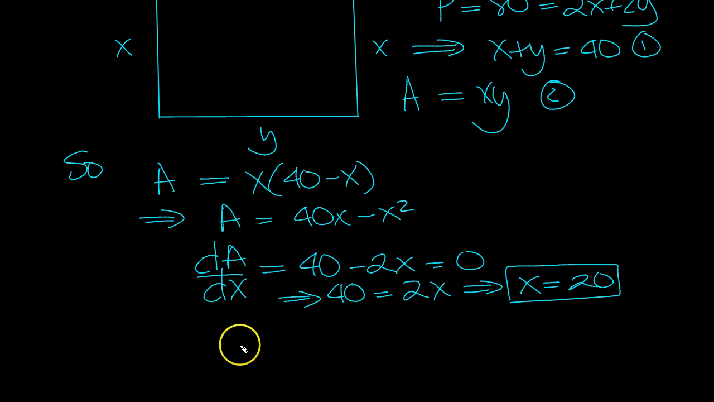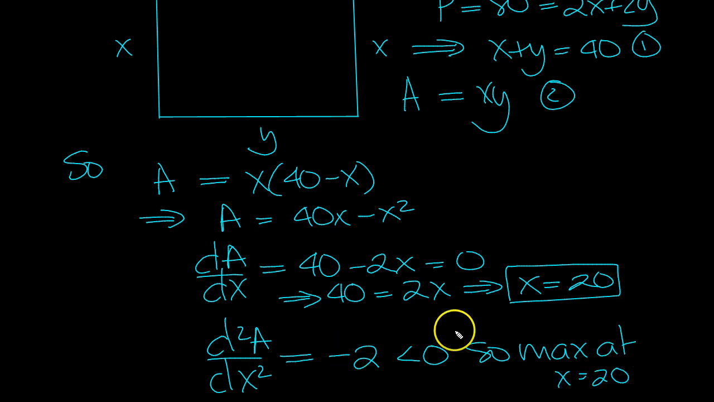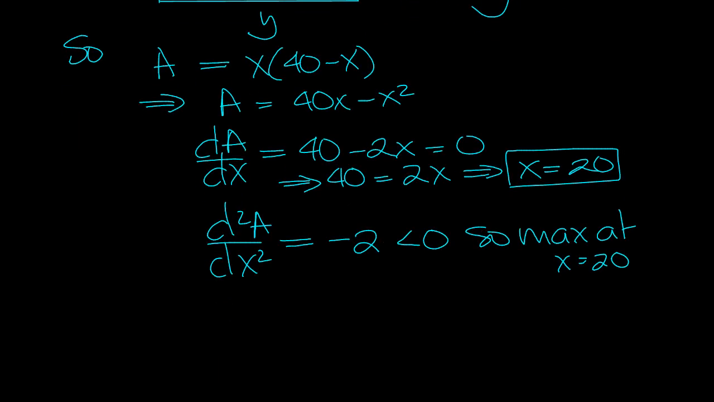So x is 20. Now is that a max or min? Hopefully it's a maximum. So let's have a look at it. d2A by dx squared, the second derivative. Differentiate again, we get minus 2, which is negative, isn't it? So max when x is 20, because it's always negative, so it's going to be minus 2, or negative, at x equals 20.